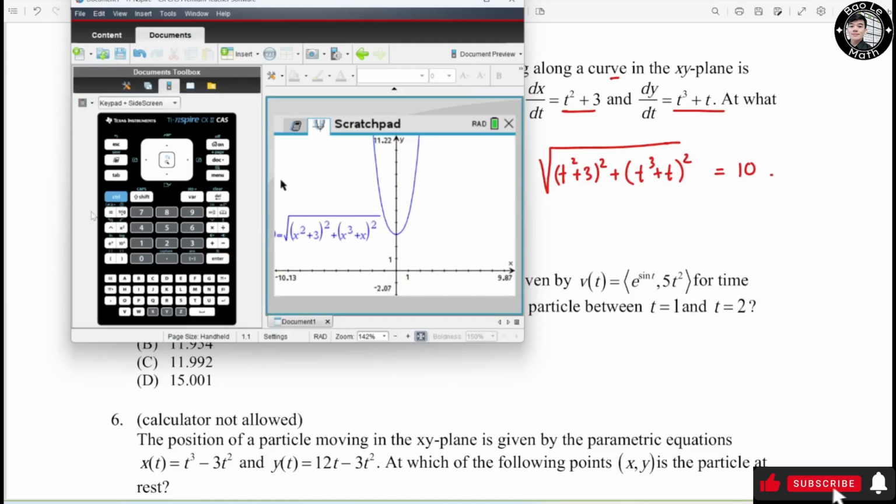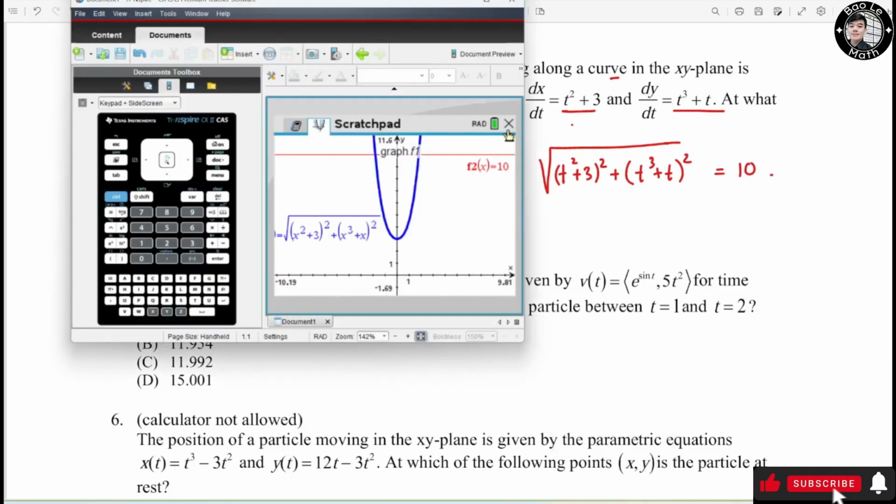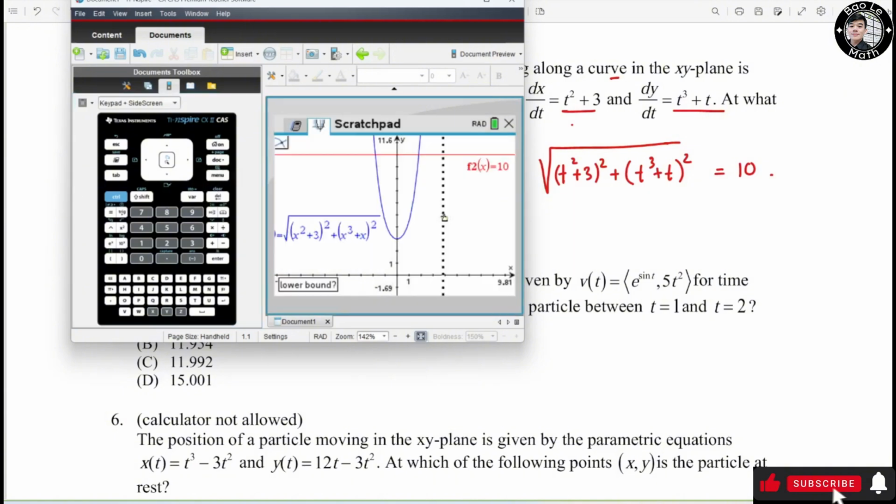Alright, now press tab. For number 2, we're going to hit 10, right? Press enter. It's going to be right here. You know that t is greater than or equal to 0 seconds, right? So basically, the intersection should be on the right-hand side right here. Press menu, shift, number 4, go to the left, go to the right. It's going to be 1.81.